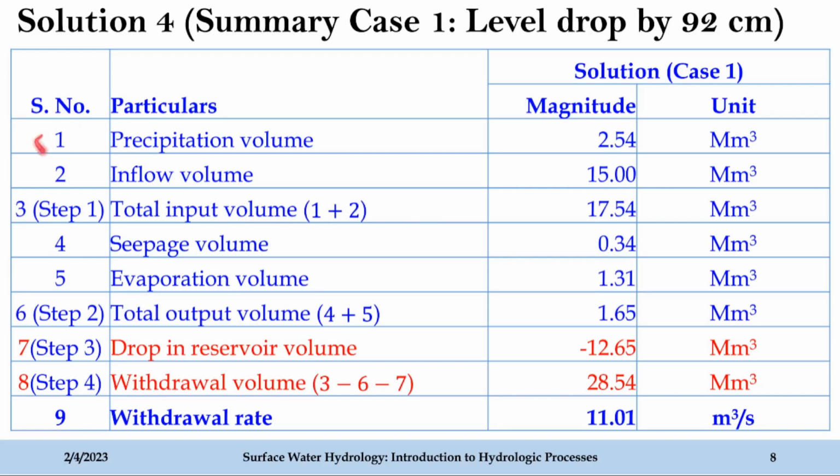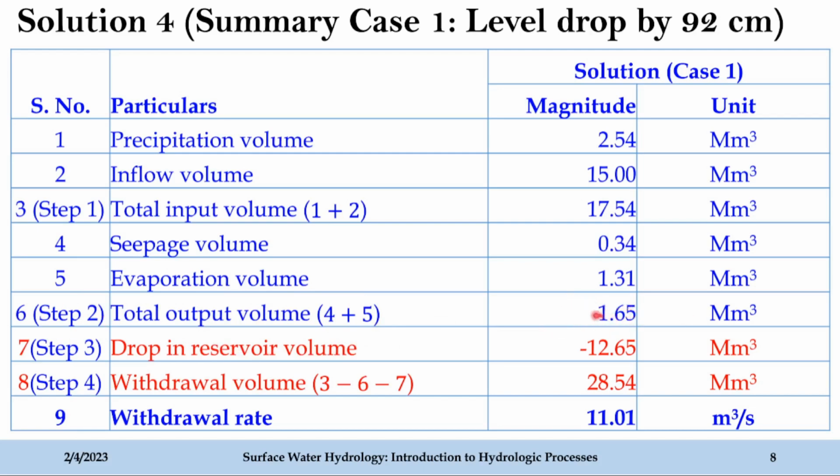So serial number 1 plus 2 yielded the total input volume in the reservoir system, which came as 17.54 millimeter cube. In the next part, we estimated the seepage volume, which came as 0.34 millimeter cube. And then we estimated evaporation volume, which came as 1.31 millimeter cube. So if we add serial number 4 and 5, it provided the total output volume, which we have seen in step 2. So these 4 plus 5 actually yielded 1.65 millimeter cube of the total output volume from the reservoir system.